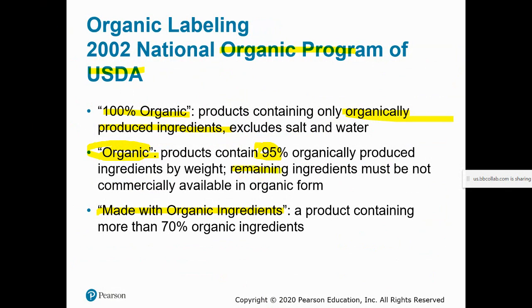And this is interesting, the other 5% must not have been available in organic form. So you can only get away with this if you chose some of those inorganic ingredients because an organic version wasn't available. And then you might see made with organic ingredients, and that means that roughly 2/3 of it were organic.